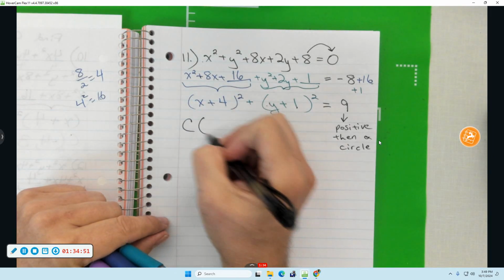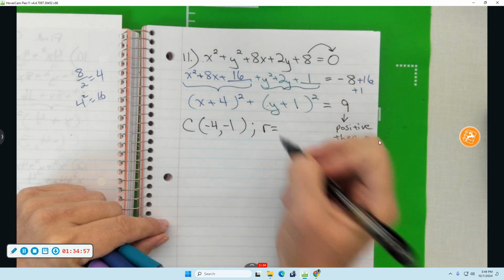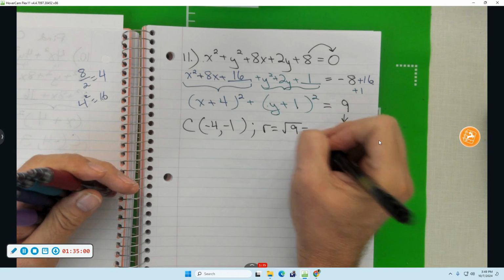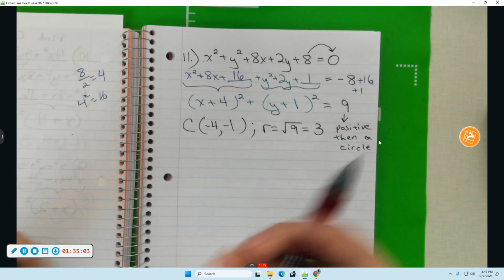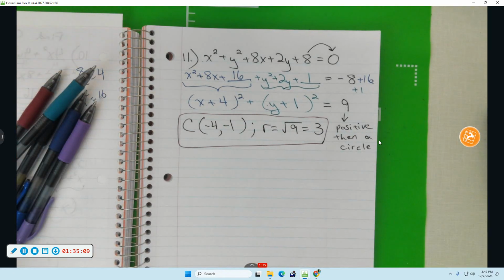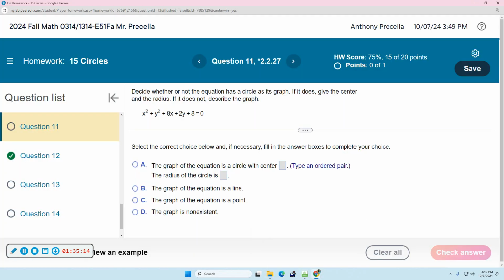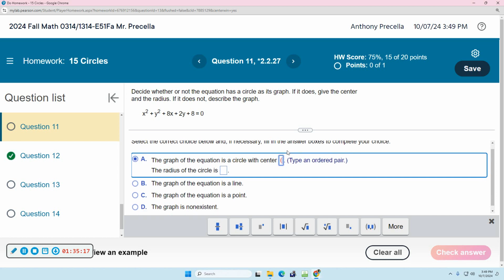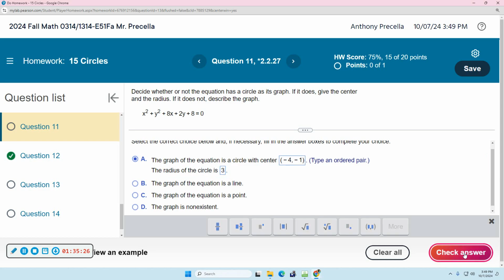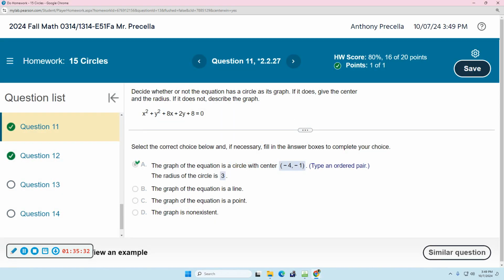What's the center? Change sign, radius. The square root of 9, I agree, is 3. So this is response A then. It is a circle. The center is negative 4, comma, negative 1, and the radius was 3. Any questions there?